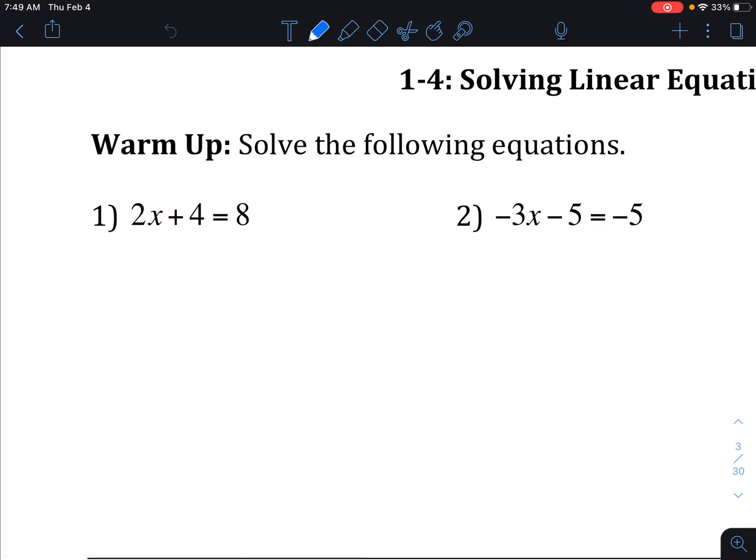I may have to cut off this video, and it might be in 2 parts. I know it's only the first lesson. This one's a rare one that's a little bit longer. Anyway, solve the following equation.